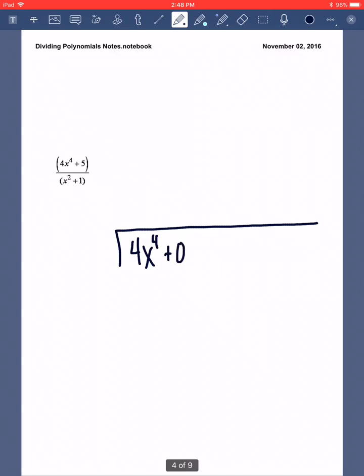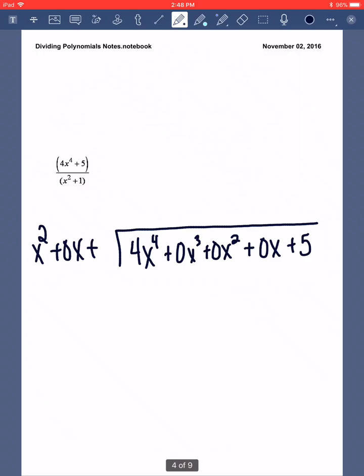So it's going to be plus 0x cubed. I also don't have an x squared, so I have to put in a 0x squared as a placeholder. I also don't have an x, so I'm going to have to put in plus 0x, and then I can put in plus 5. So from the beginning to the end, you have to put in placeholders if any degrees are missing. Same thing for what we're dividing by. So we're dividing by x squared plus 1. So I'm dividing by x squared, I'm missing an x, so plus 0x plus 1.